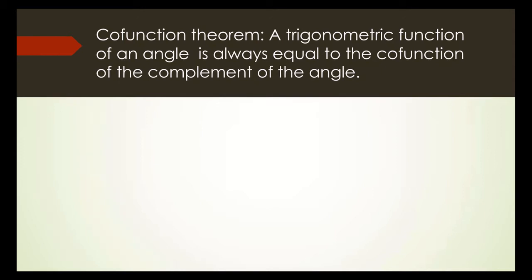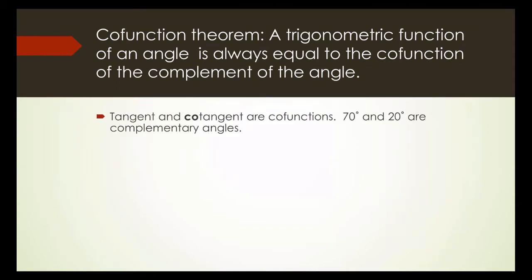Well, that's not very clear, is it? So that's why we're doing this video, to make this a little more clear. So what we said was tangent and cotangent are cofunctions. Now let's pick 2 complementary angles. The sum of the angles is 90 degrees. That's what complementary means. So 70 plus 20 does equal 90 degrees. So the 2 angles are complementary.